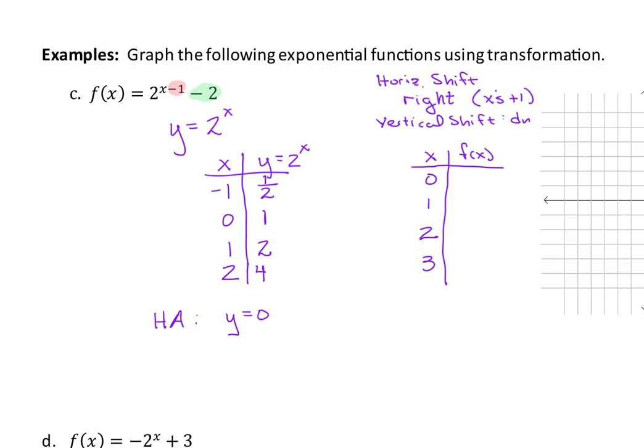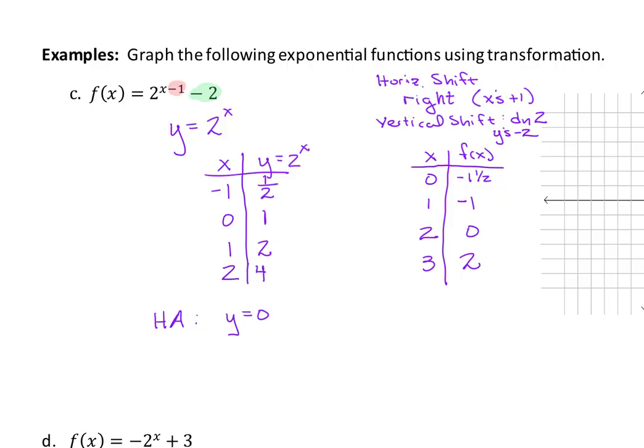And we're going to go down 2. So we're going to take our y's and we are going to subtract 2. All right, for 1/2, if we subtract 2, we get -1.5 or -1.5, it doesn't matter. If we go 1 minus 2, we get -1. 2 minus 2 is 0, and 4 minus 2 is 2.